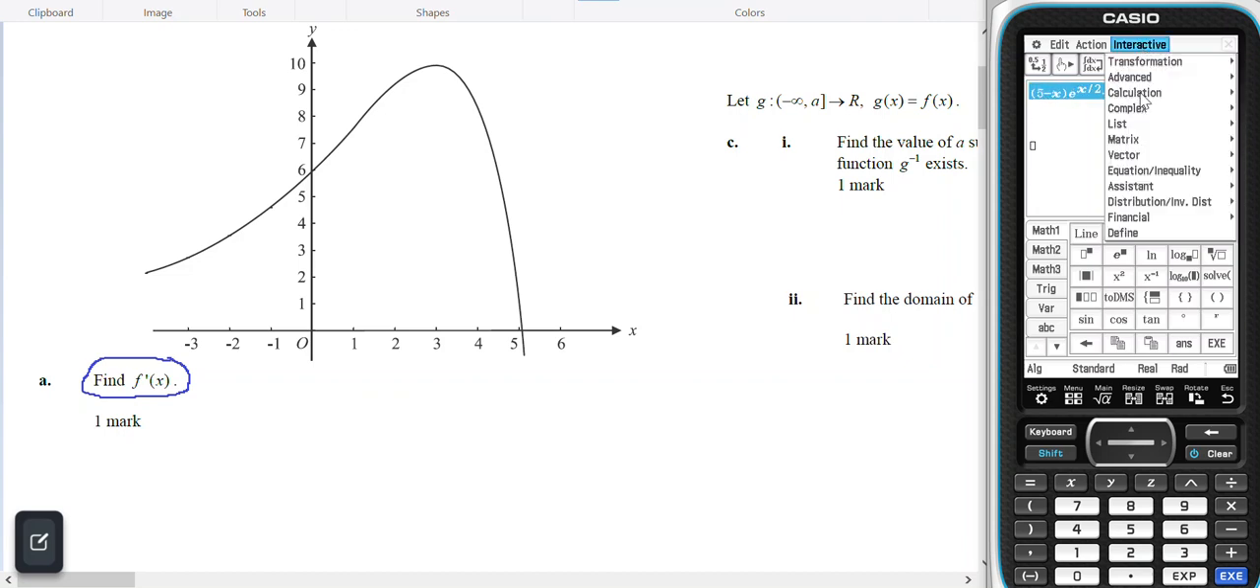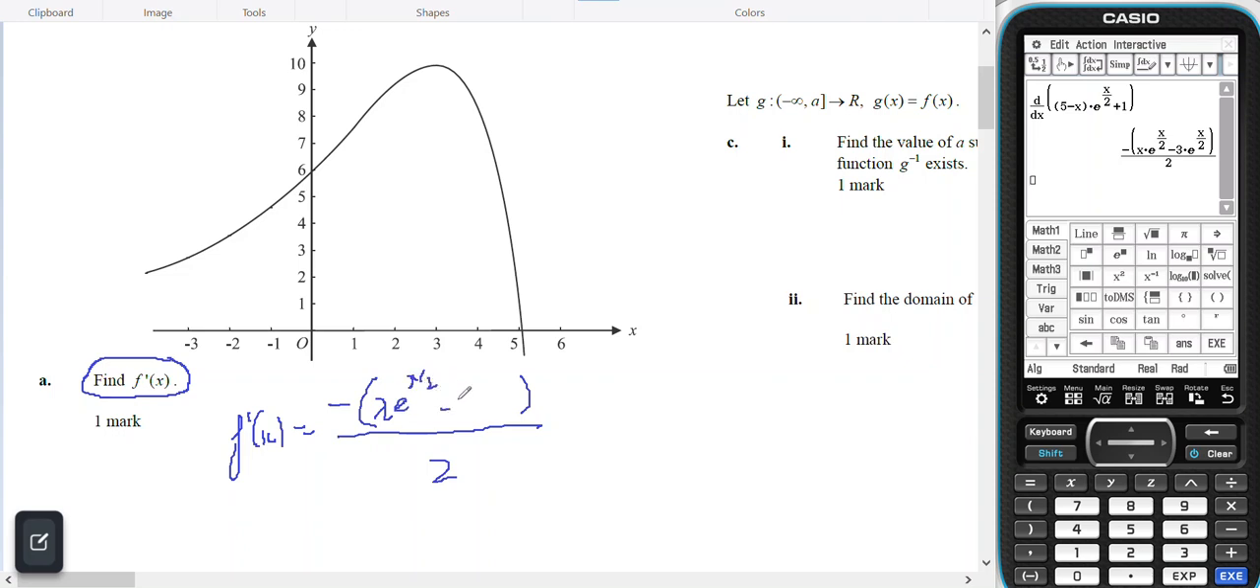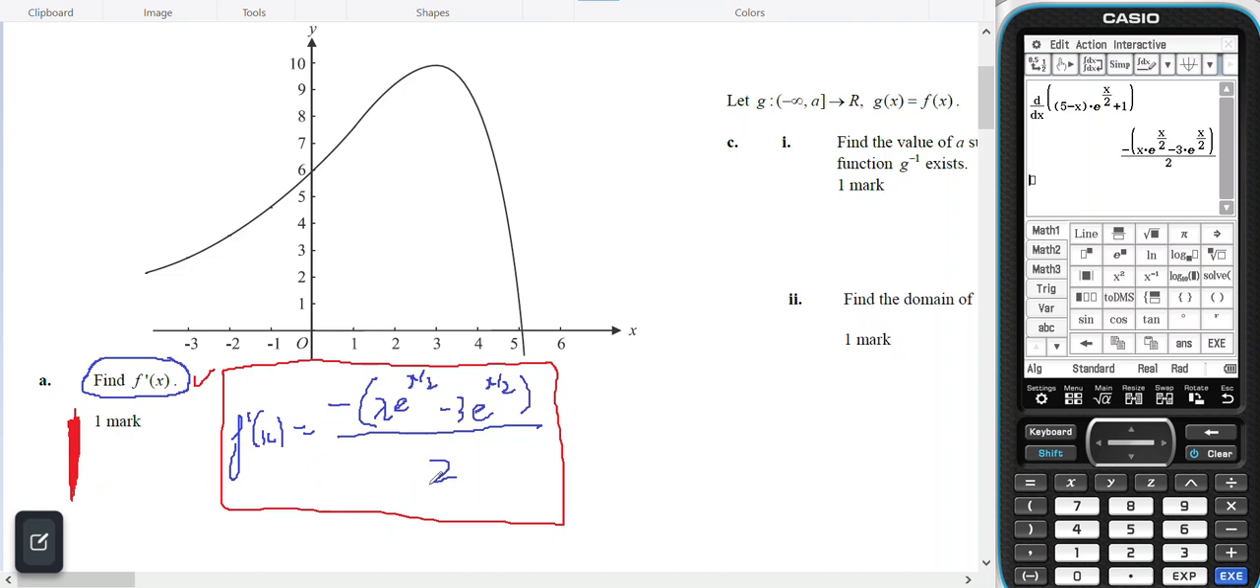So interactive calculation diff 1, and I'm just going to write that on and say f dash of x equals, not going to change anything, just going to write it exactly as it is, x e to the x on 2 minus 3 e to the x on 2. Other forms would be possible. Now, always be mindful, why have they given you 1 mark for writing the derivative down when all you did was put it on the calculator to calculate it? And that's because they want you to use it. Okay.